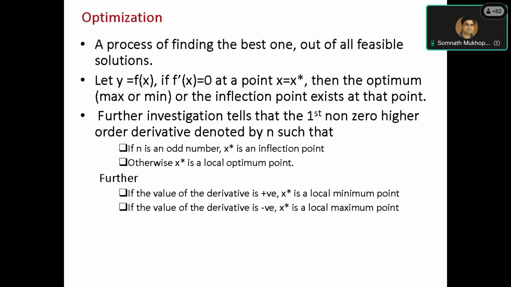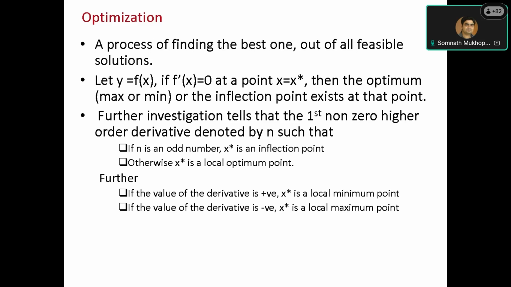The inflection means where there is no maximum or minimum present. So either we'll find the maximum or minimum at that point, or we will not find any maximum or minimum at that point. So that is an inflection point. To investigate further, if we carry out the first non-zero higher order derivative, denoted by n, such that if n is an odd number, then x star is an inflection point. That means there is no max or min present. Or in the other case, x star is a local optimum point.